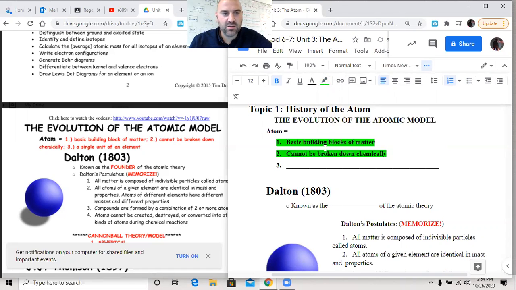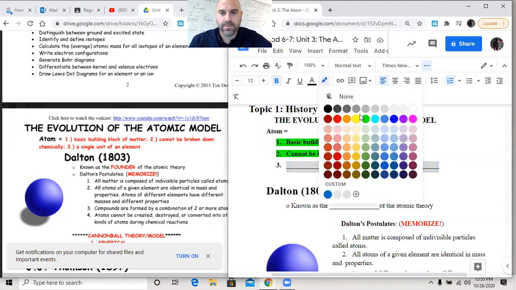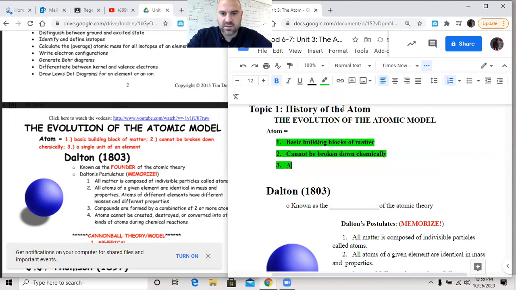And a single unit of an element. So an atom is a single unit of an element. If you're just talking about one specific element, one specific piece of an element, that's going to be called an atom. A single unit of an element.